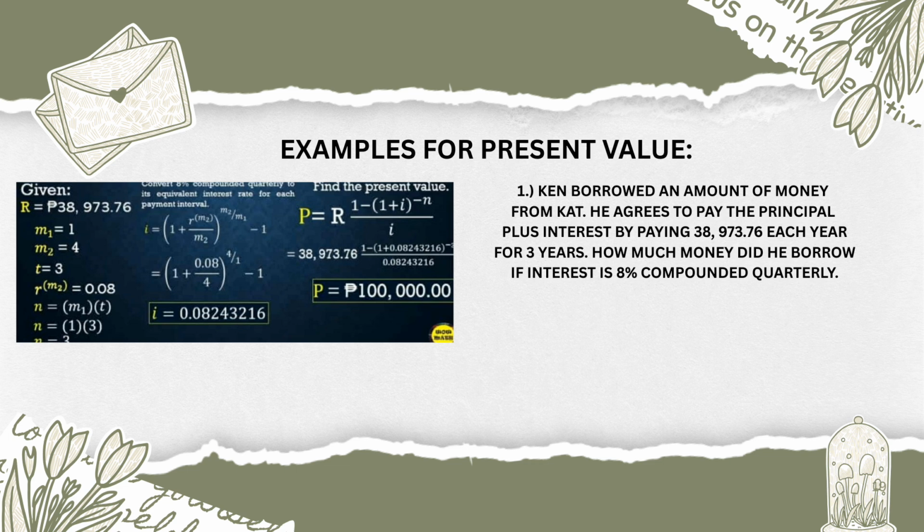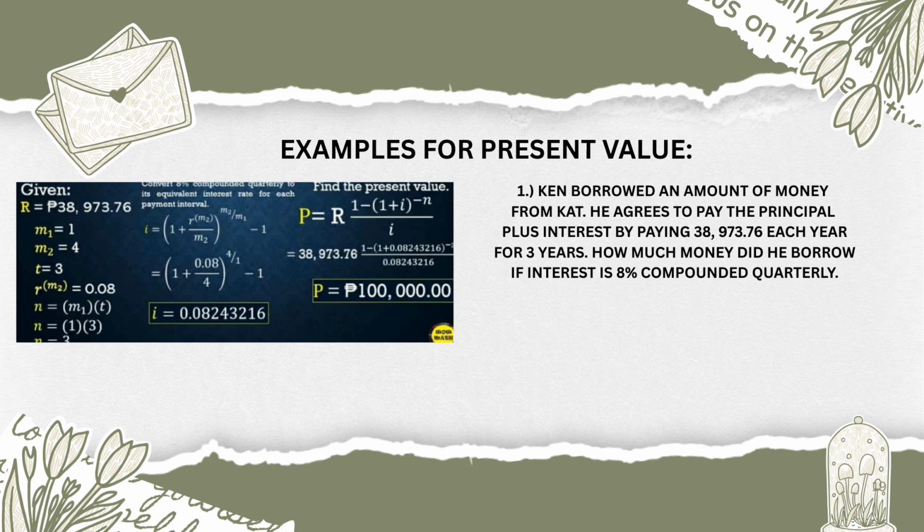And now let's proceed to the next value, which is present value. Ken borrowed an amount of money from Kat. He agrees to pay the principal plus interest by paying 38,973 pesos 76 centavos each year for 3 years. How much money did he borrow if interest is 8% compounded quarterly? So the given is R equals 38,973 pesos and 76 centavos, m sub 1 equals 1, m sub 2 equals 4, r sub m2 equals 0.08, t equals 3 years, n equals m sub 1 times t equals 1 times 3 equals 3.